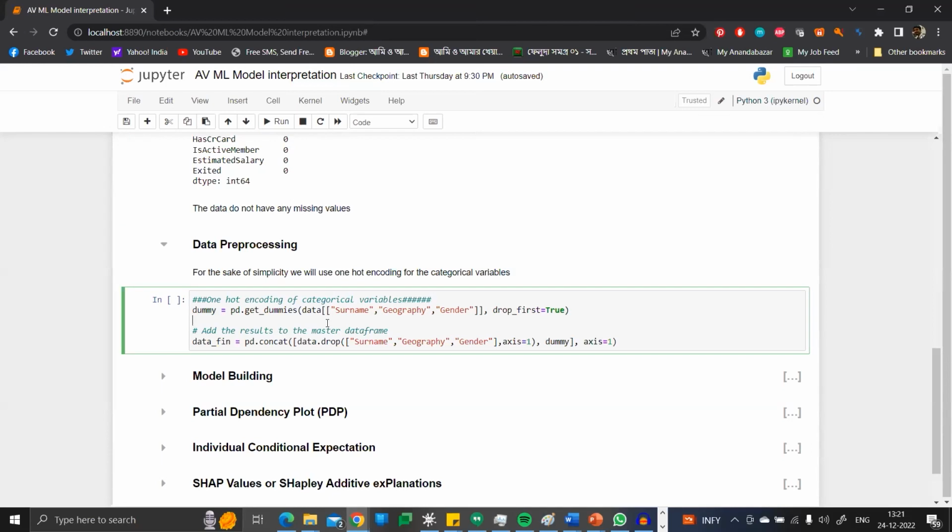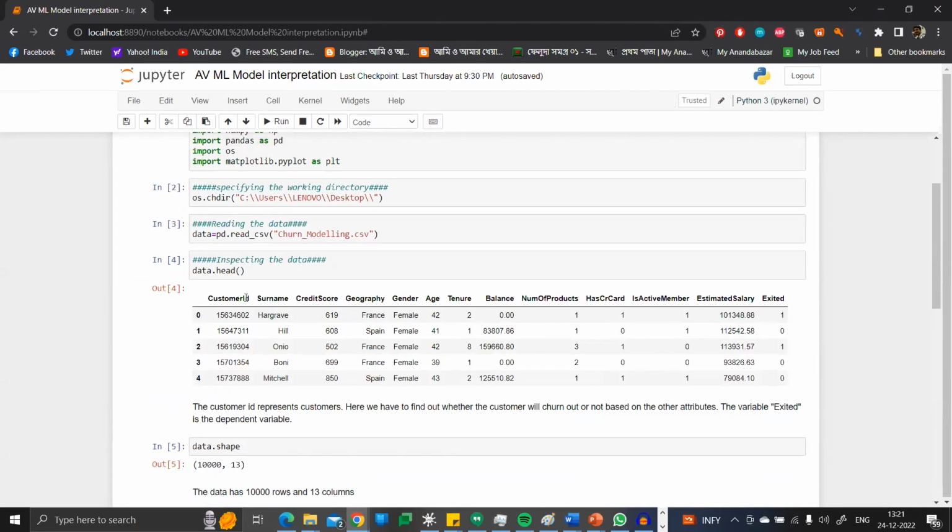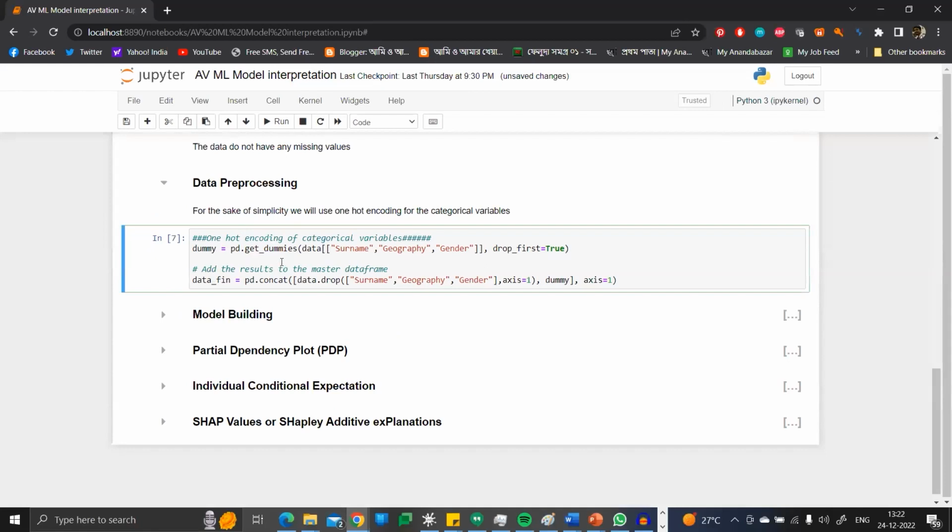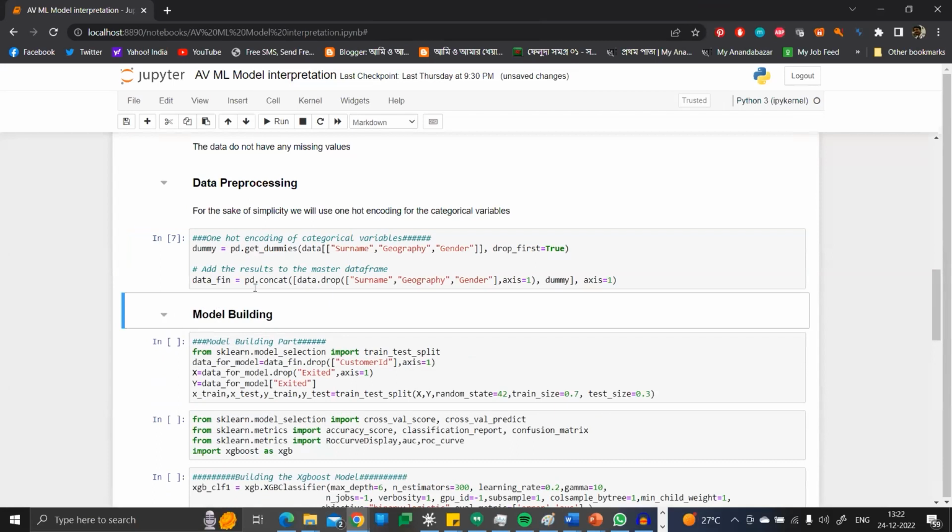So we were doing one hot encoding on all the categorical variables. Your categorical variables are surname, geography, and gender. If you say these are all your categorical variables, we are doing pre-processing on this data. Okay, and it is finally done.